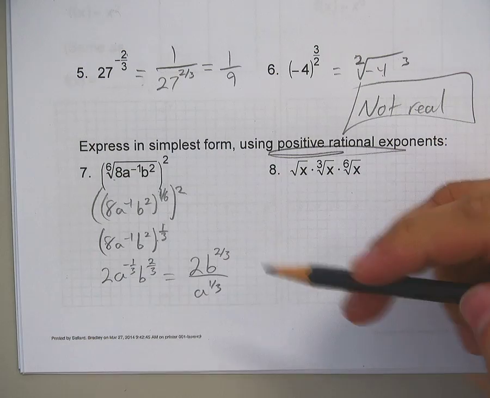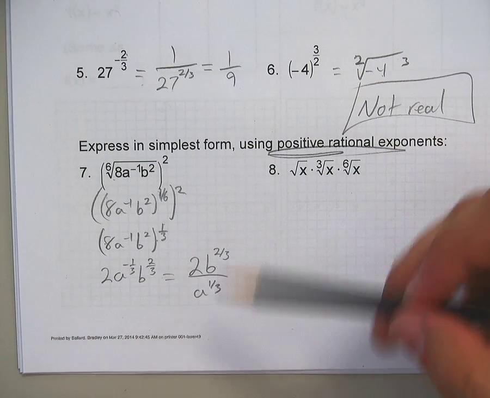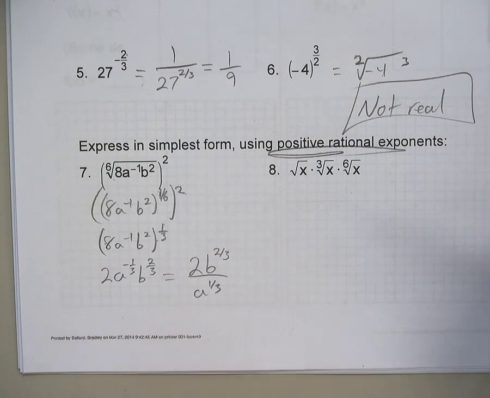Now when you're dealing with variables, leave it like that. You don't have to write them as roots again. Ain't no point.